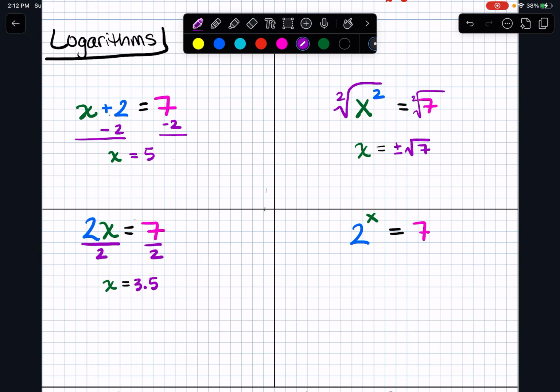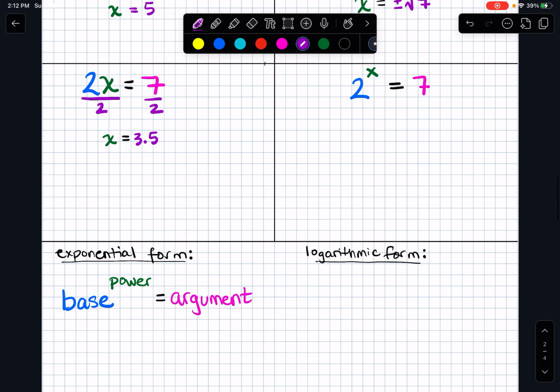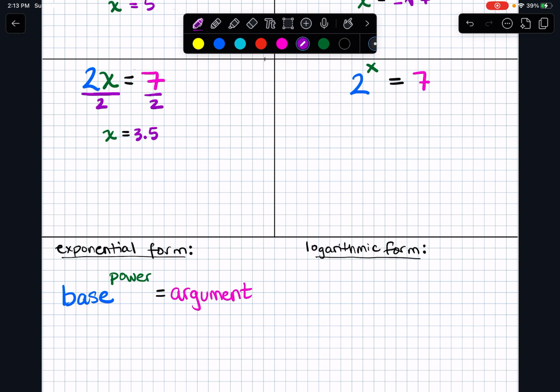A logarithm you can think of as an inverse if you are trying to isolate a power. So if I have this fourth example, 2 to the power of x equals 7, we need some way to undo that so that we can isolate the x. So I'll come back to this one in a moment, but if our exponential form is, if we put it in words, base to the power equals the argument. So in our example, 2 would be our base, x would be our power, and 7 would be our argument. Logarithmic form takes those three pieces and just rearranges them so that our power is alone.